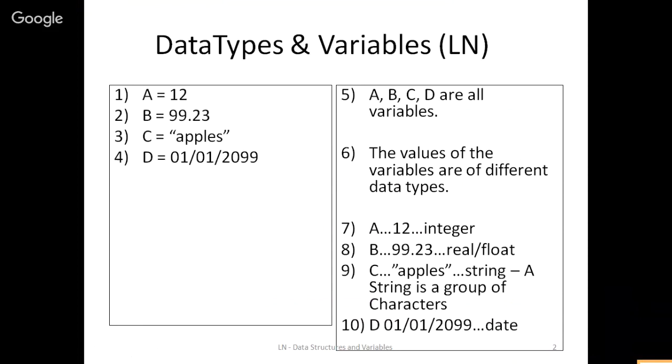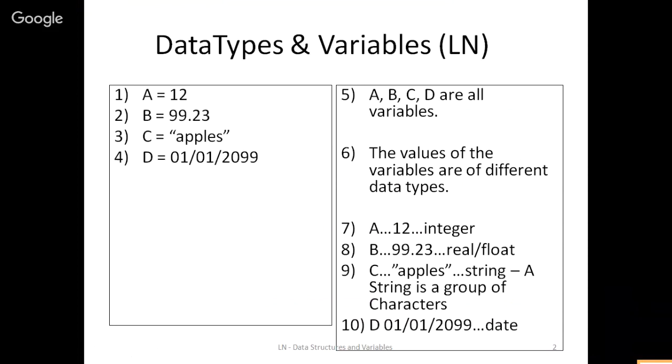types. So here we have A equals 12, B equals 99.23, C equals "apples", and D equals 1st of January 2099. A, B, C, and D are all variables, and they have different data types. So A equals 12, so 12 is an integer, a whole number. B is a real number or a float, which is 99.23. And C is "apples", and apples is a string, which is a group of characters.